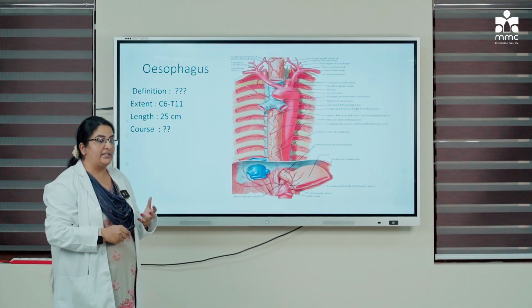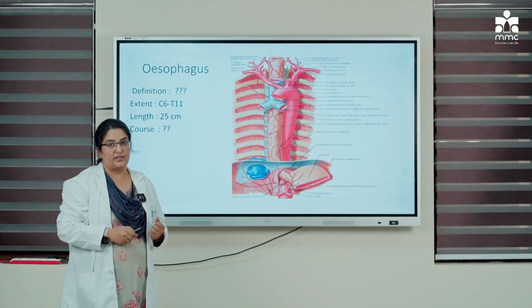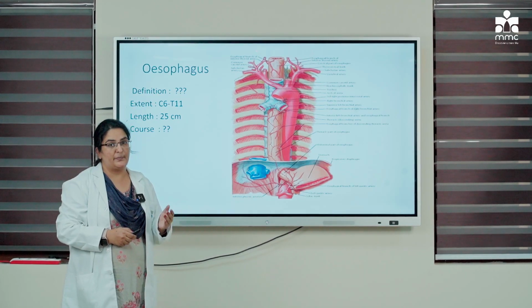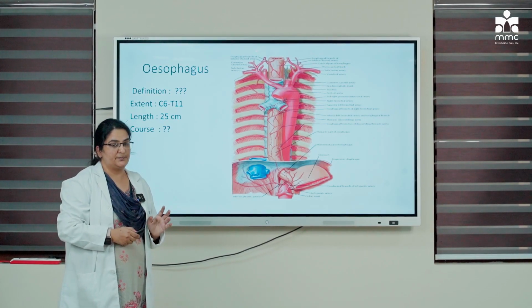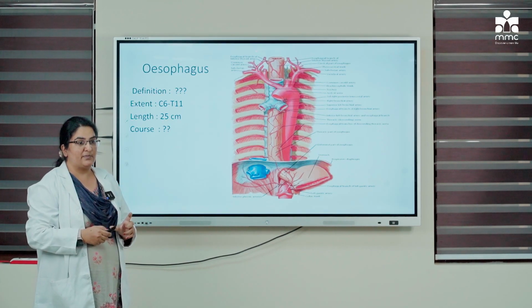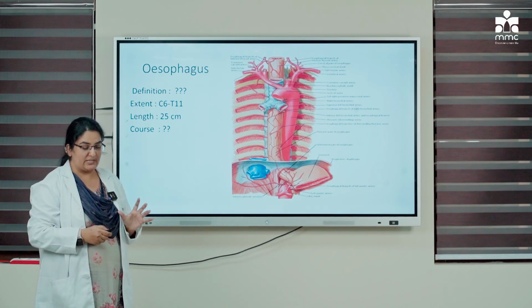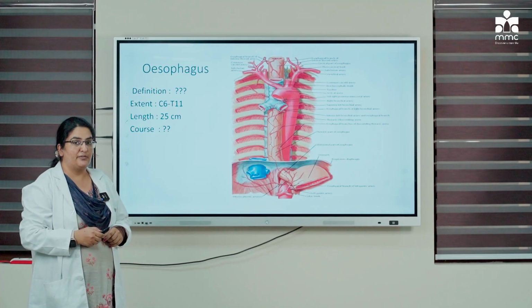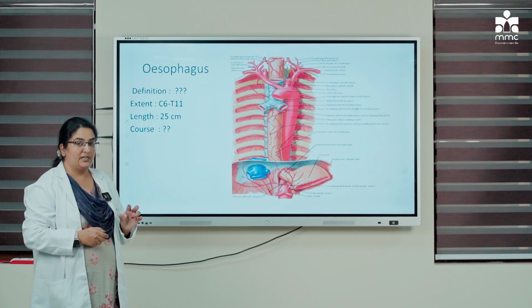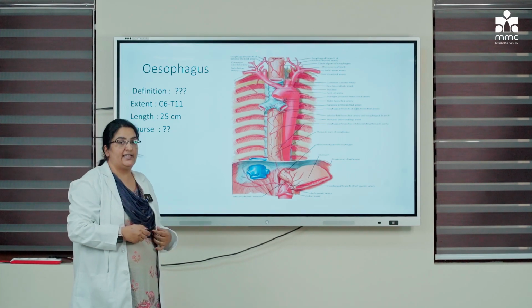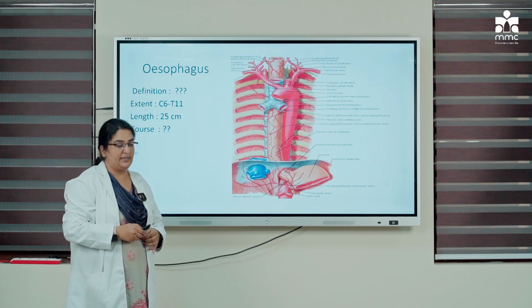First question is, what is the esophagus actually? Esophagus is a muscular tube which is extending from the lower part of the pharynx to the upper end of the stomach. Now, from where to where it is extending? That means what is the vertebral level of esophagus? For the vertebral level, it is extending from C6 vertebra to the T11 vertebra. What is the length? Length is 25 centimeter.